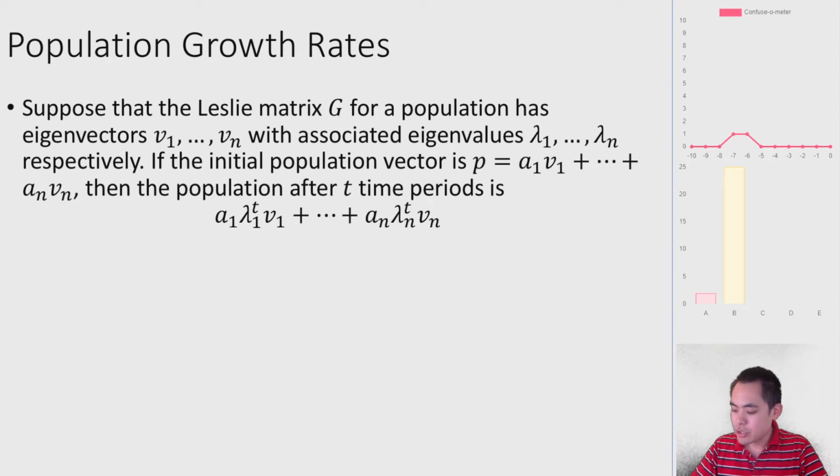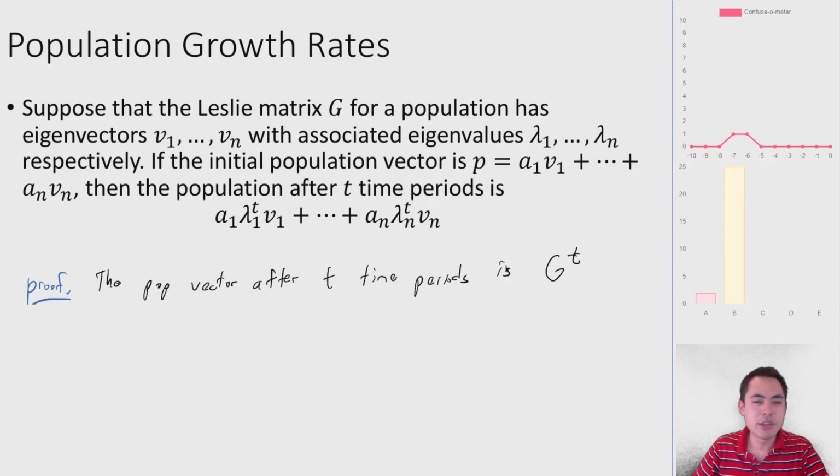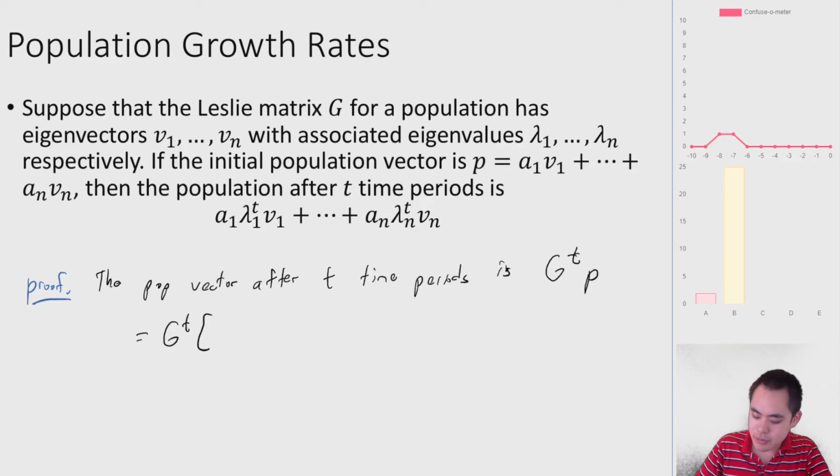And the proof of this is actually relatively straightforward, so I'm going to write it out, and then we're going to apply this. So the proof is just, well, the population vector after t time periods is g to the t p. I don't know why I use g here; I think I was using L everywhere else, but using a different variable for the Leslie matrix. So it's g to the t p, right?